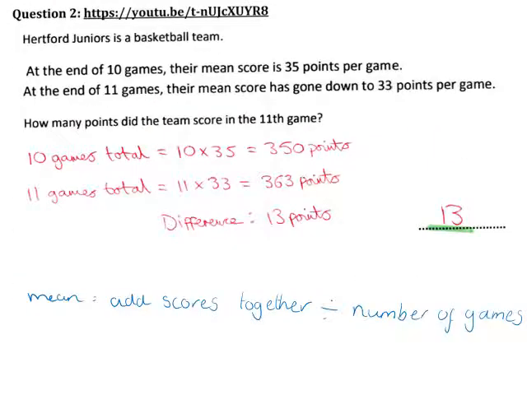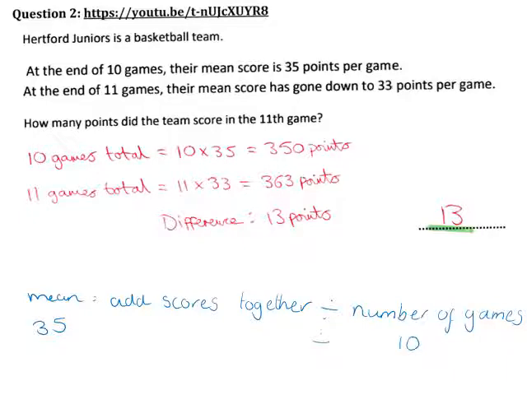Okay, so after 10 games, their mean score is 35. So to work out the mean here at the bottom, I've said that the mean is all the scores added together by the number of games they have played. So we know for the first bit of information we're given, we know that the mean is 35, and we know that the number of games they've played is 10.